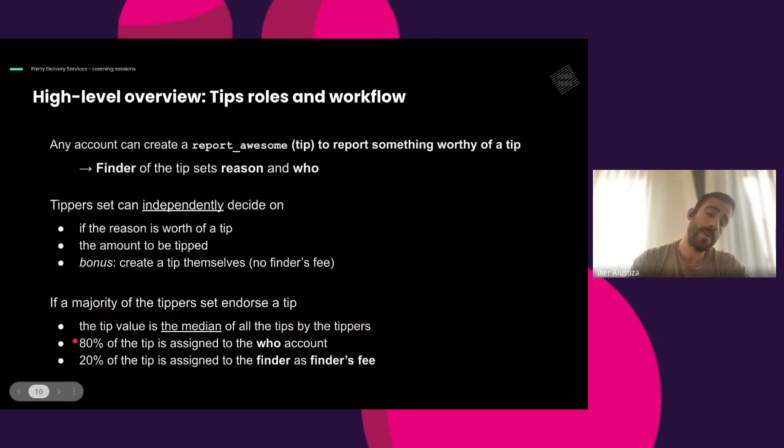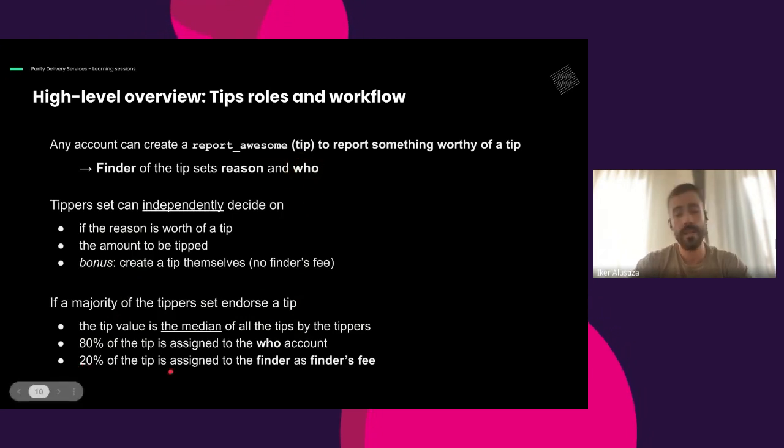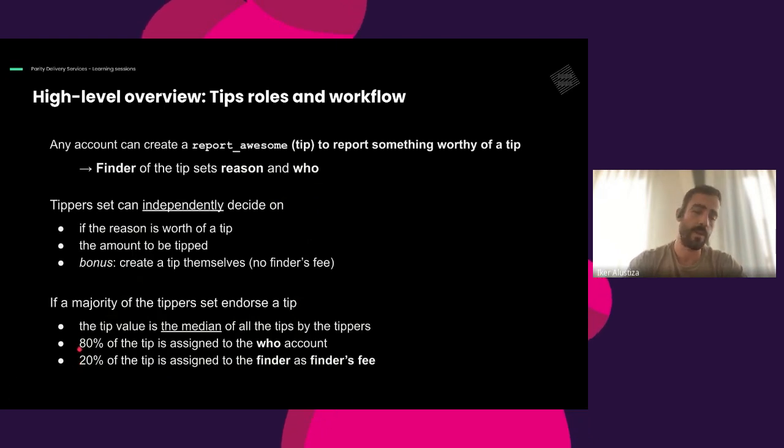And then 80% of this tip is going to be assigned to the who account from the report_awesome parameter, and the remaining 20% is going to be assigned to the finder account as a finder's fee. Interesting to say is that this 80-20 split is for Polkadot and Kusama. Of course, it's a runtime parameter that can change, but basically that's the idea here.